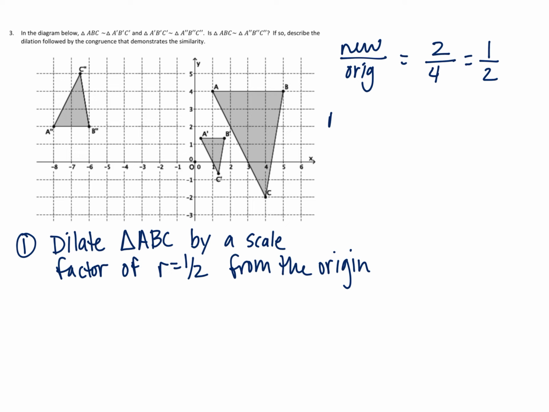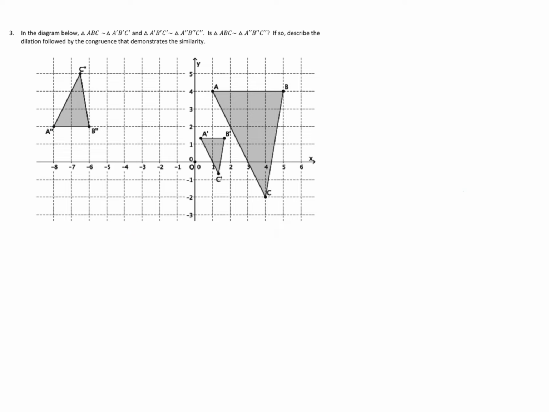So now my triangle should look like this. And finally, to get it to match up perfectly, we need to reflect. And we're going to reflect it so it flips it up. So we are reflecting over this line here, so it flips it to the top. Reflect over AB, this line here. And that is how we would describe our similarity. That is describing the dilation followed by the congruence.